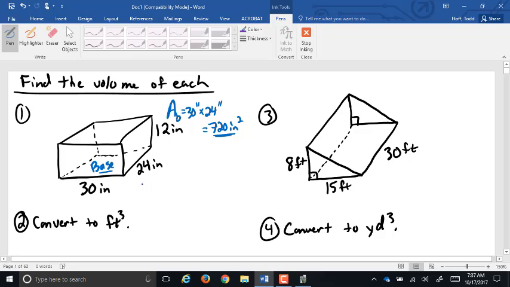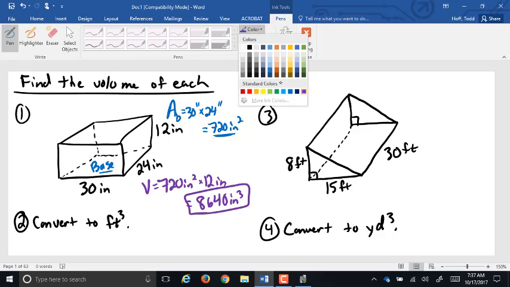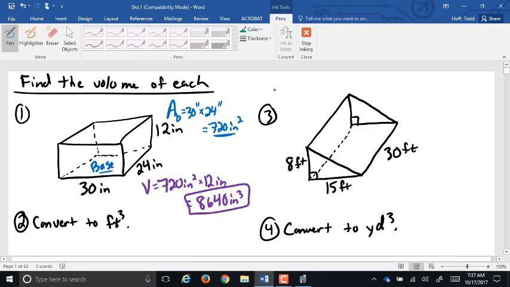So then to use that to find the volume will be the 720 square inches times that height of 12 inches, which is going to be what? What's that? 8,640 inches cubed. That's our volume. Anybody have any questions so far?